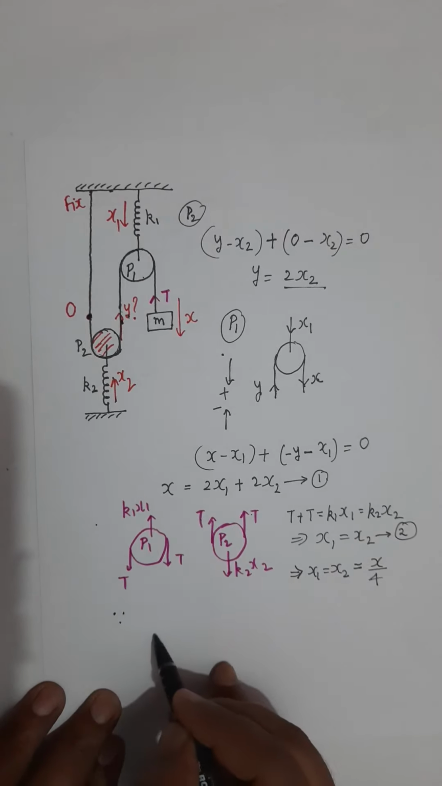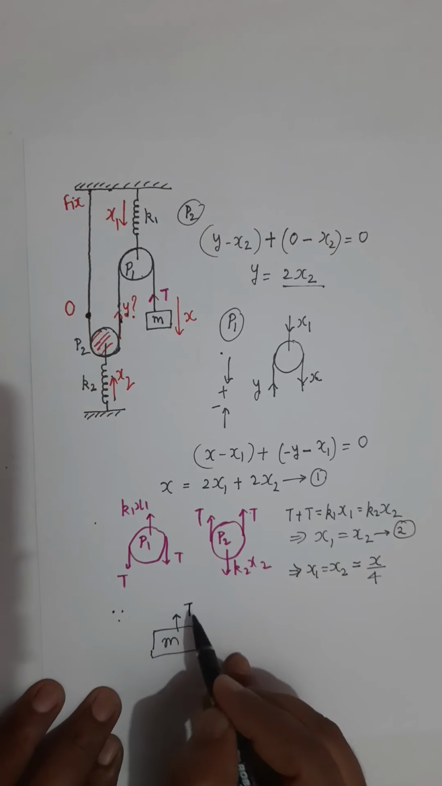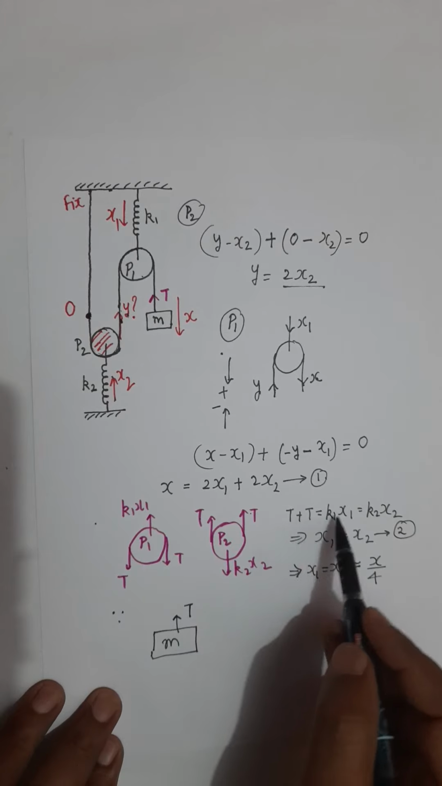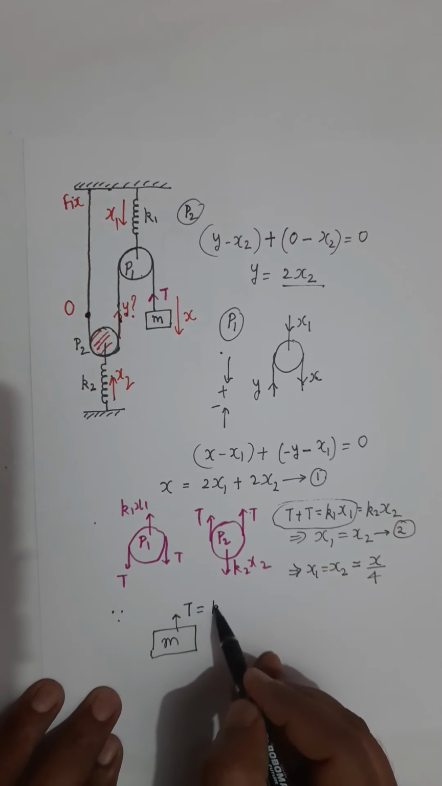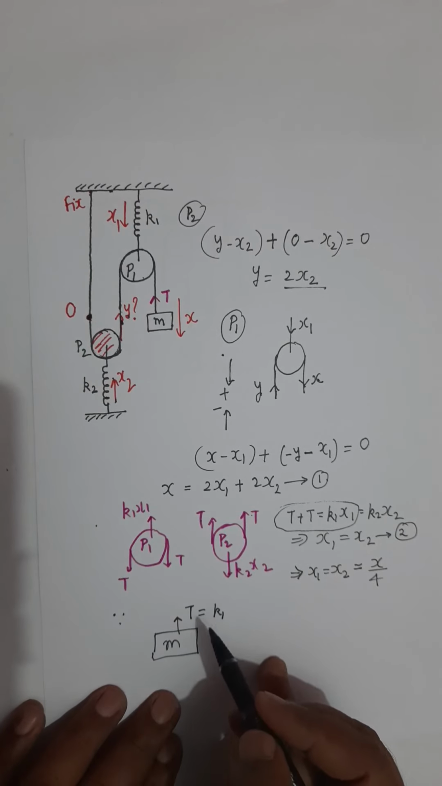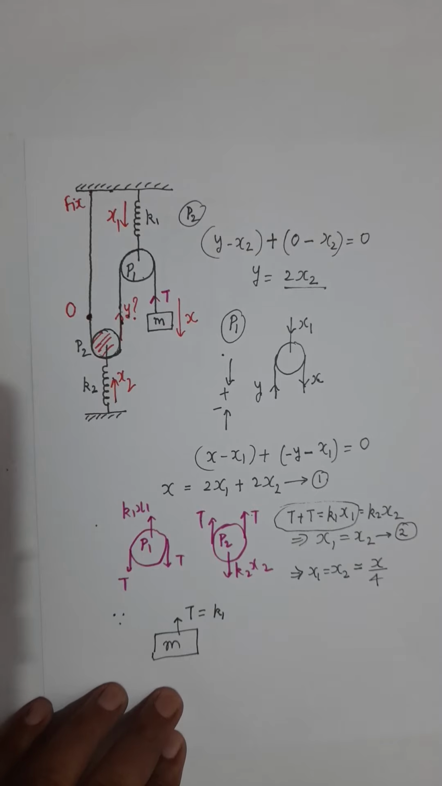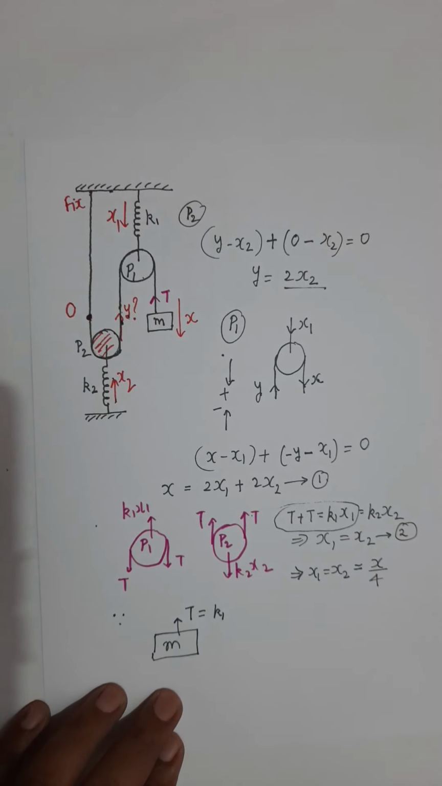Now the force on the block. Notice that the force on my block is capital T, and capital T from here is K1... I did some mistake. I did a mistake by assuming K1 equals K2.